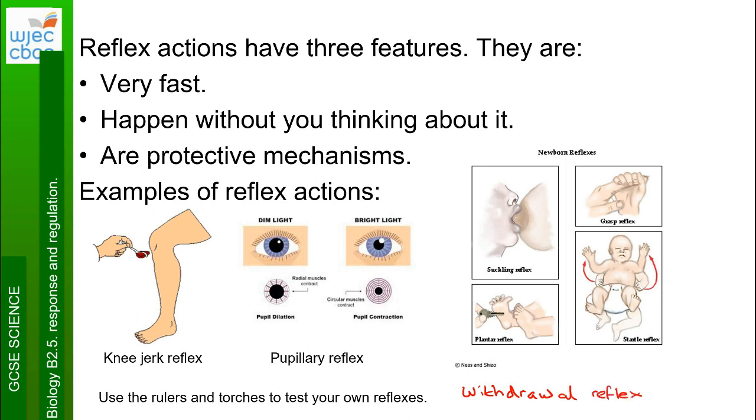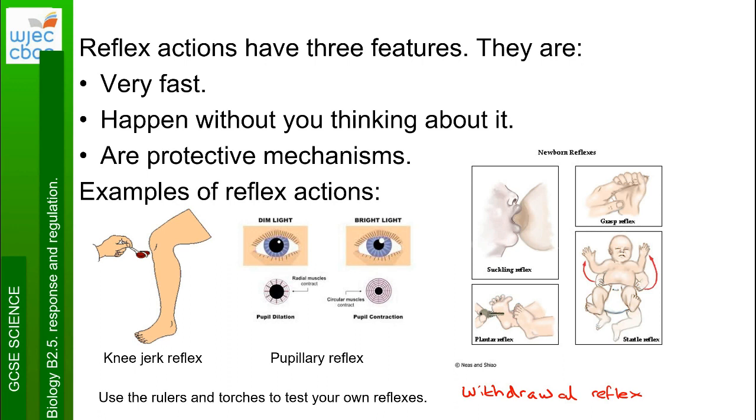The withdrawal reflex would be when you touch something that's hot or something that causes you pain. Maybe you stand on a plug or a piece of Lego, something like that. Your body will respond by moving very quickly away from that source of heat or that source of pain. So that's a withdrawal reflex. Got a few examples here on the screen as well.